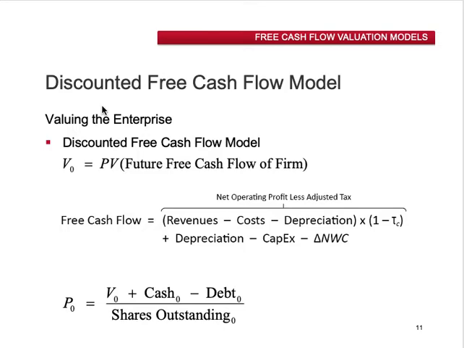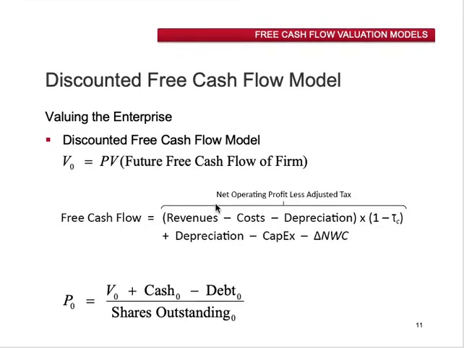So the enterprise value is calculated as the present value of all future free cash flow to the firm. And cash flow to the firm is calculated as revenues less costs less depreciation expense. And remember from our financial statement video, this is what we call EBIT. And from the EBIT, we're going to deduct our taxes. And if we do that, we create what we call NOPLAT, which is net operating profit less adjusted tax.